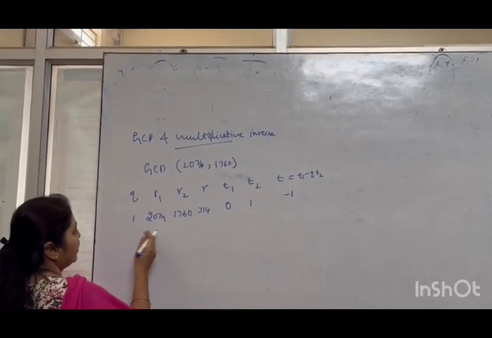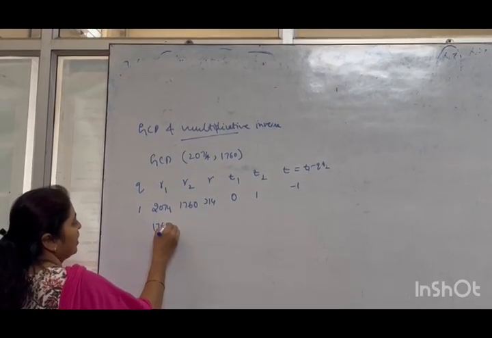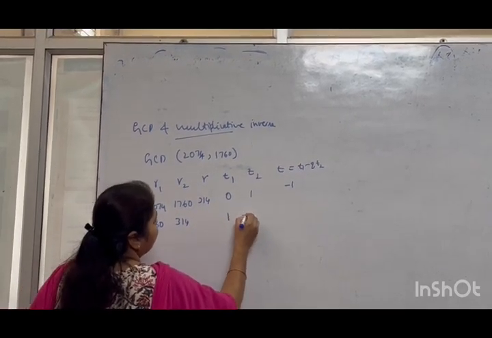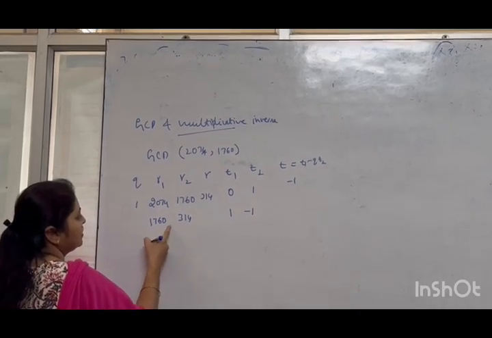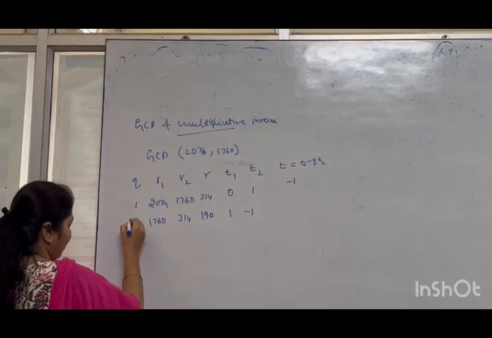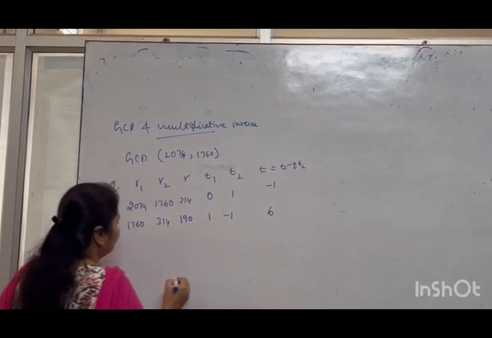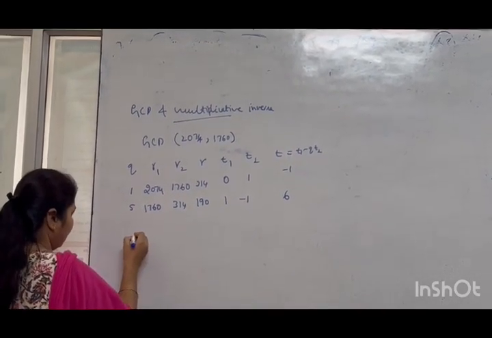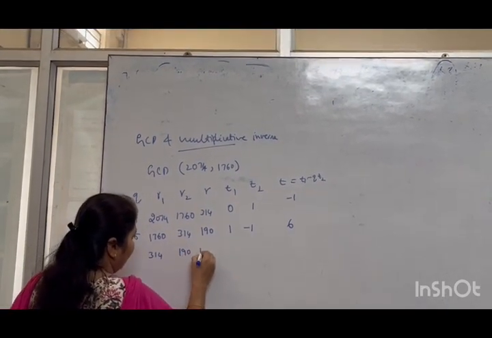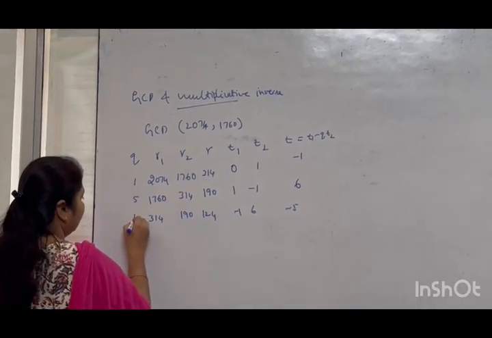After that, in the second step, we need to shift the values towards the left by 1 unit. As a result we will get 1760, 314, and T1, T2 become 1, minus 1. Now if I divide 1760 by 314, the remainder is 190 and the quotient is 5. Similarly, if I calculate this, T is equal to 6. Again, if I repeat the same procedure, I get the third row as 314, 190, 124, minus 1, 6 and minus 5, and the quotient is 1.